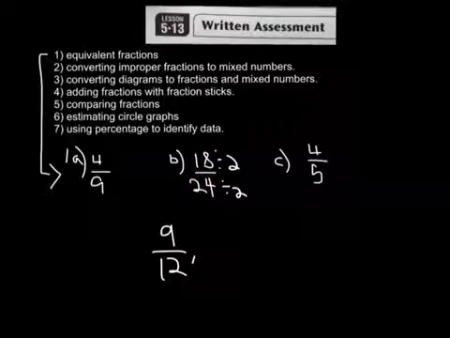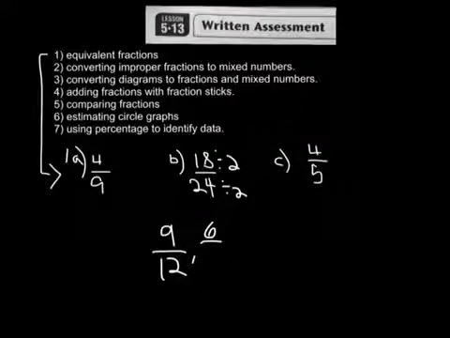Okay? The divisibility rule for 3 is that if you add the digits of a number, the sum must be divisible by 3. So here you get 9. 1 plus 8 is 9. That's divisible by 3. And 2 plus 4 is 6, which is also divisible by 3. So you divide them both by 3, and when you do that, 18 divided by 3 is 6, and 24 divided by 3 is 8.